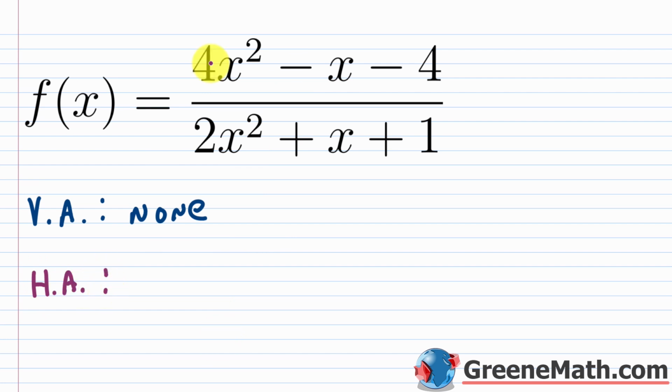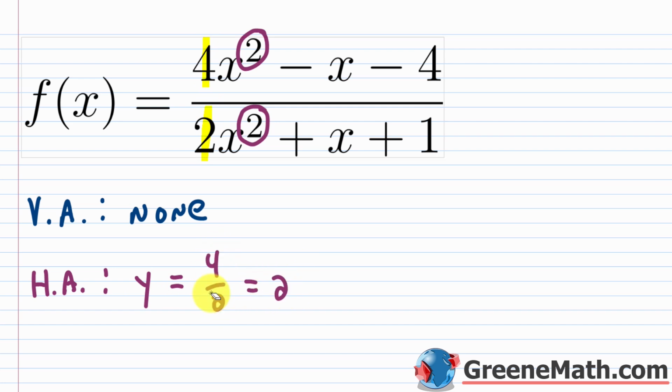And in this case, the degree of the numerator, which is 2, is exactly the same as the degree of the denominator, which is also 2. So in this particular situation, you want to take the ratio of the leading coefficients. So in other words, 4 over 2. So y equals 4 over 2, which is equal to 2. So y equals 2 is the horizontal asymptote. Again, that's the quick way to do it.